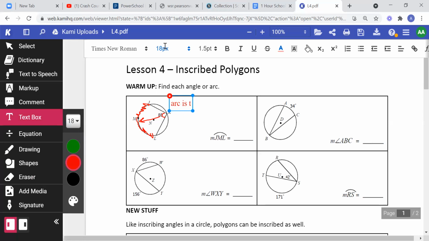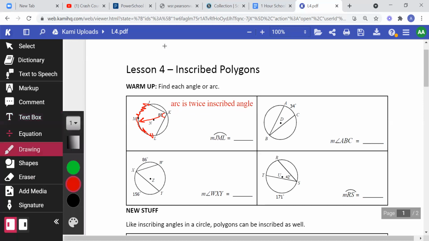is twice the inscribed angle. So since the inscribed angle is 88, if you multiply by 2, it's going to give you the value of JML, which is the intersected arc. So 88 times 2 gives us 176.